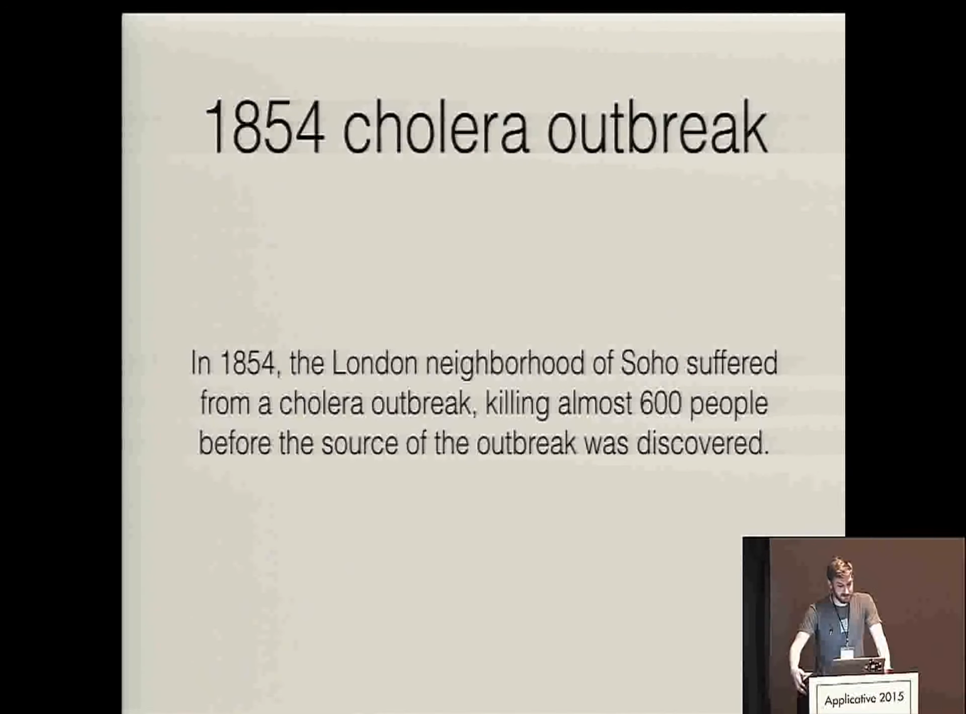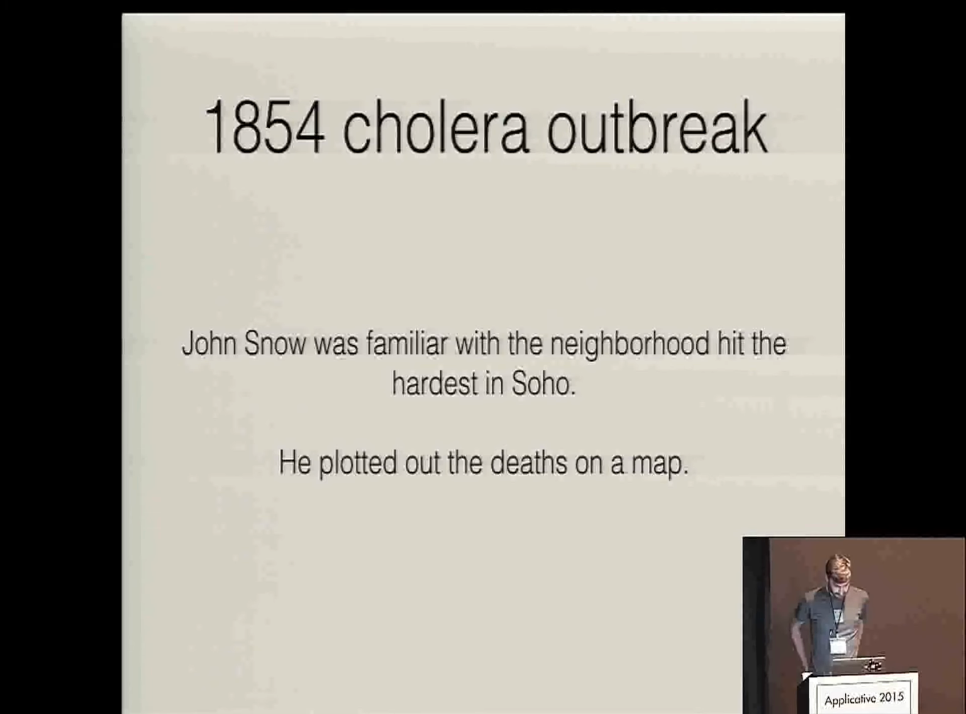In 1854, there were a lot of cholera outbreaks in London, but in particular, 600 people died in this neighborhood of Soho. And John Snow was very familiar with this neighborhood. So he plotted all the deaths out on a map. John Snow wasn't doing this just for fun. John Snow had a theory about germs and disease that was not accepted by anyone, and he was ridiculed for it. So this is his own personal research.